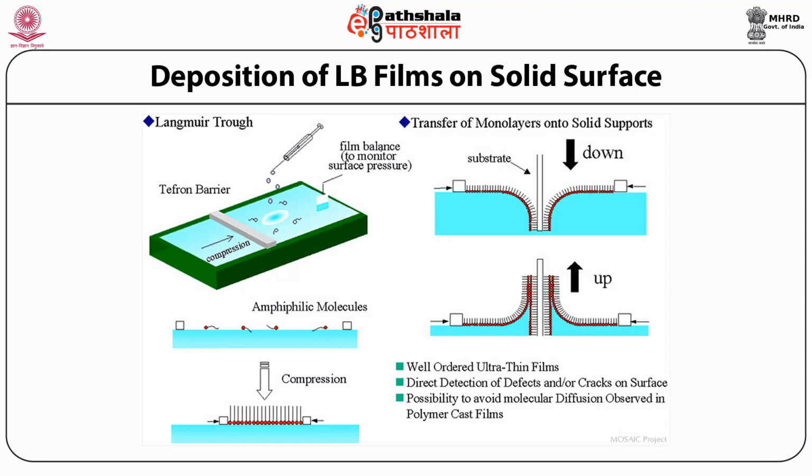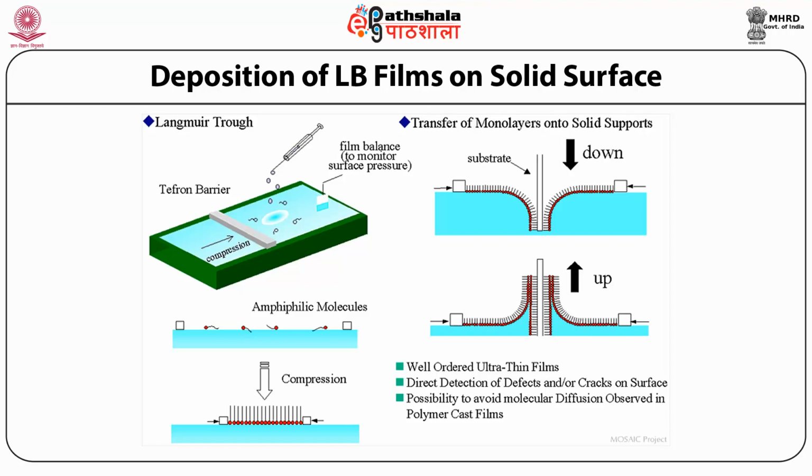So on this slide we will discuss how this monolayer of surfactant can be deposited on a solid surface. Monolayers or multilayers can be deposited. This has been shown diagrammatically. First we put surfactant on the surface of water through a syringe, and then we compress this barrier to make it a solid film. As you can see below on the left hand side, it's a monolayer of surfactant in a well organized pattern.